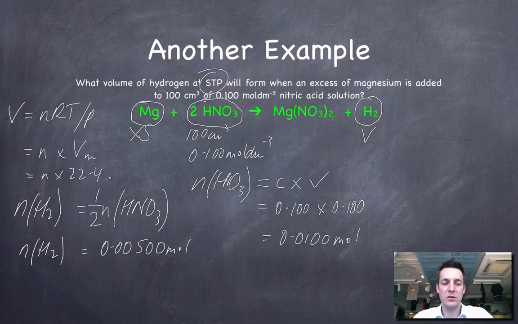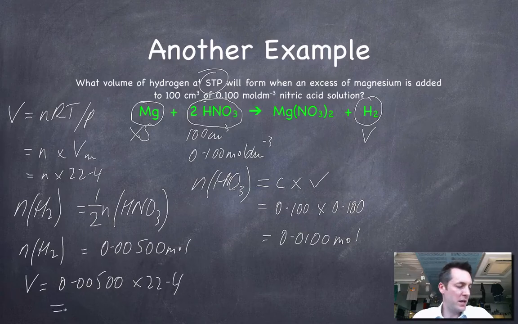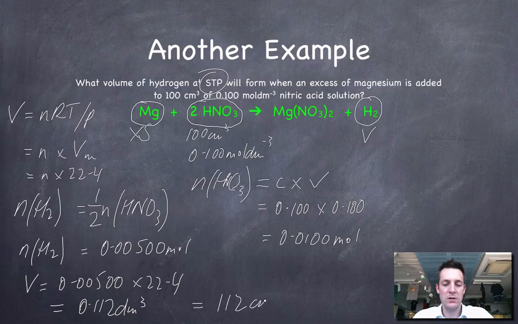0.00500 moles times 22.4 dm cubed, and that equals 0.112 dm cubed, and you could give that in centimeters cubed, which equals 112 centimeters cubed. Okay.